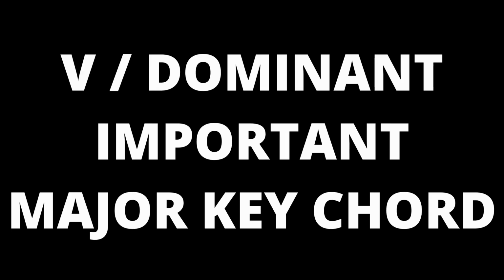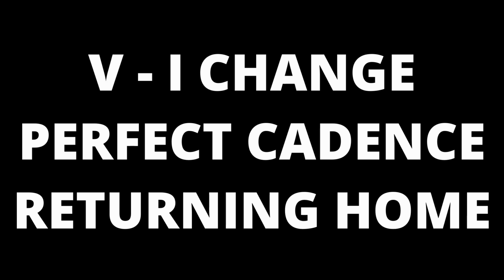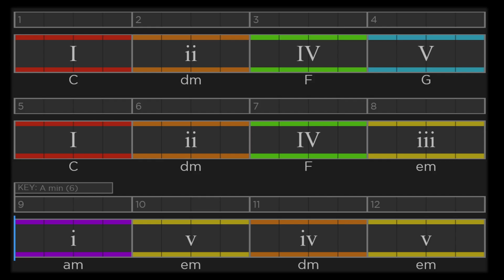The 5 chord, also known as the dominant, plays a powerful role in major key songwriting, bringing the listener back to the tonic chord. This is called a perfect cadence, which provides a strong feeling of returning home and clearly establishes a major key. We'll start in the key of C major with a simple 4 chord progression.